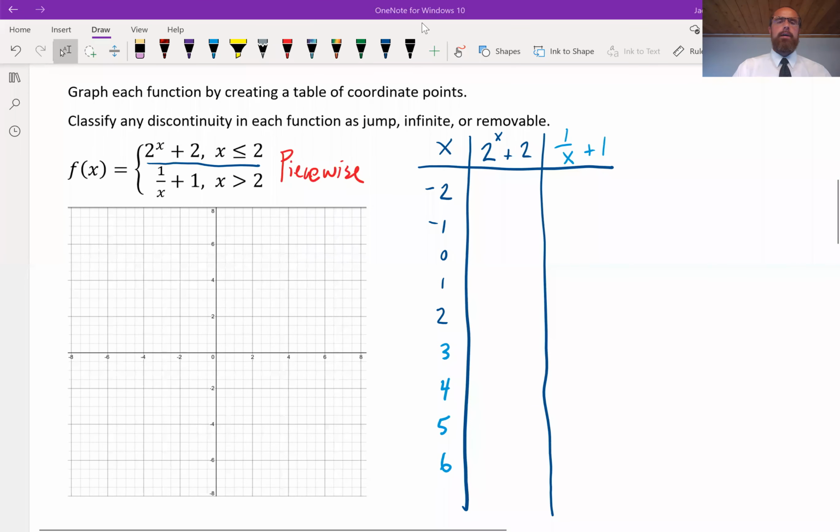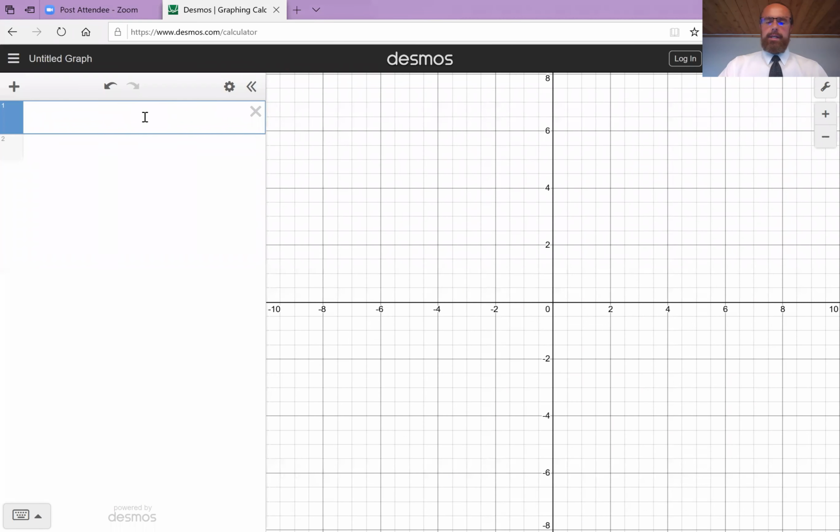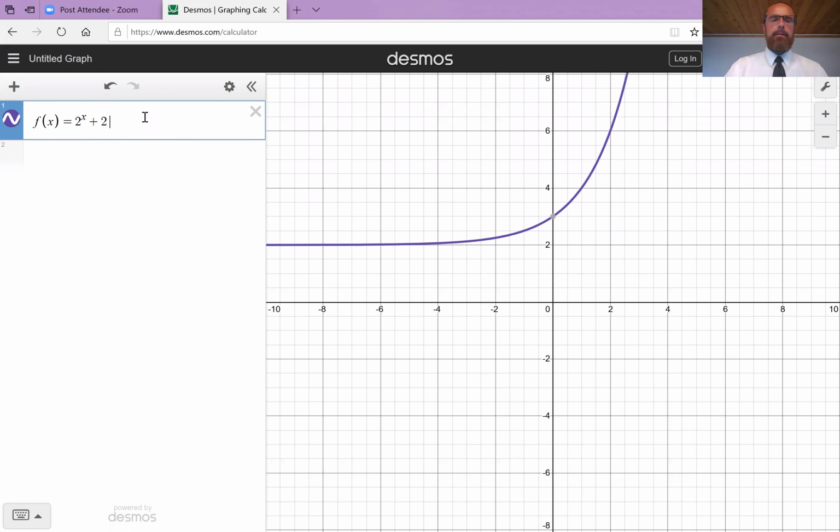So I'm headed over to the graphing calculator, and I'll start by saying f of x equals that first one, so 2 to the power of x plus 2. And then I want to give a space, and I'm going to type the curly bracket, and I'm going to say that restriction. So x is less than or equal to 2. Then I'm going to close the curly bracket. And notice how it stops the function right here where x equals 2.